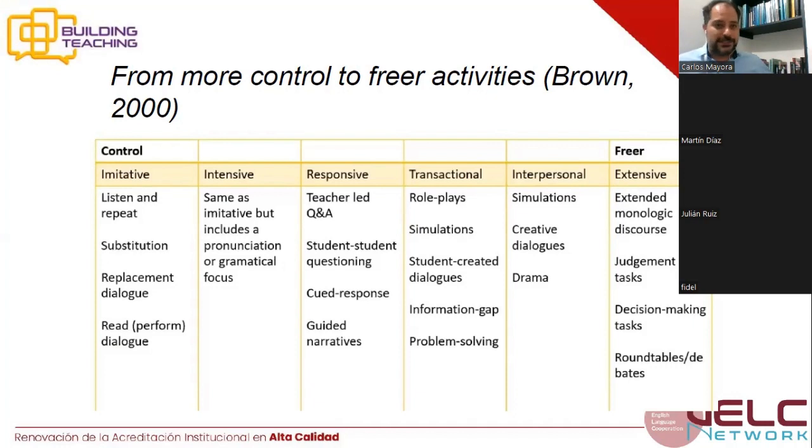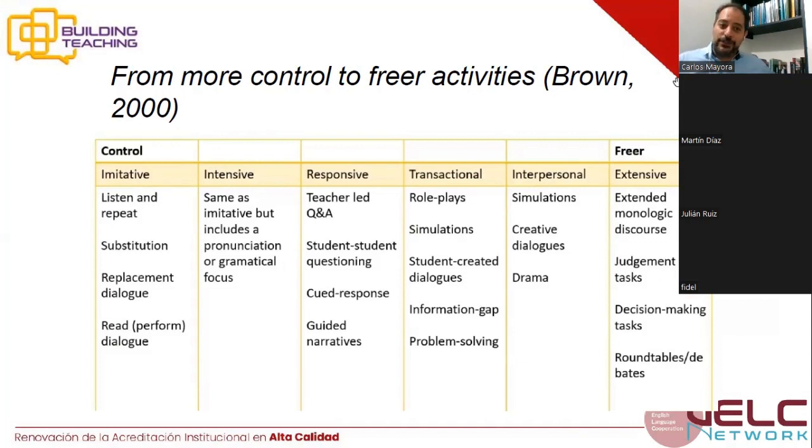I mean, like an oral presentation or a show and tell. They have judgment tasks. There is a problem, and students have to make a decision, or they can be like judges of the situation, decision-making tasks, roundtables, and debates. Now, what is the balance?